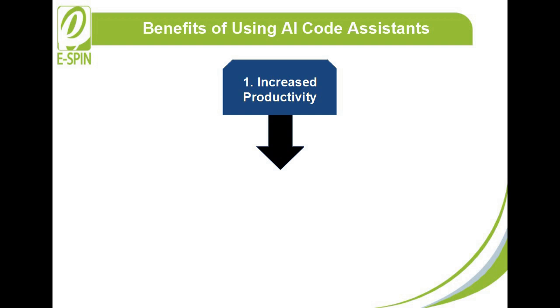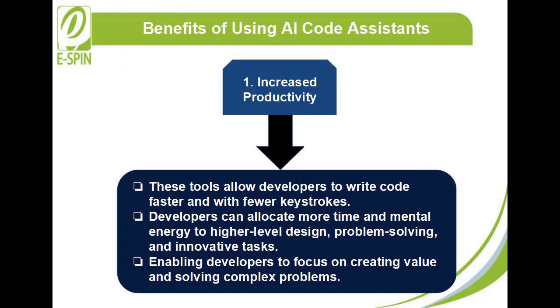Increased productivity. By providing intelligent suggestions and auto-completing code, these tools allow developers to write code faster and with fewer keystrokes. This leads to a more streamlined development process, where developers can allocate more time and mental energy to higher-level design, problem-solving, and innovative tasks. The reduction in manual, repetitive work not only accelerates development cycles but also decreases the cognitive load on developers, enabling them to focus on creating value and solving complex problems.